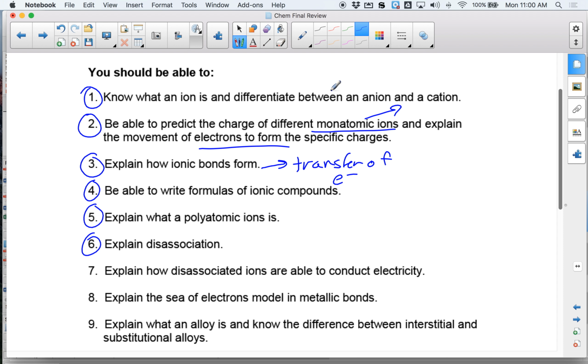Remember, ionic bonds basically form, we say the transfer of electrons, and that's true, but it's the attraction of the cation and the anion. It's the attraction of the positive and negative ions. The anion and the cation are attracted to each other because one is positive and one is negative, just like little magnets.